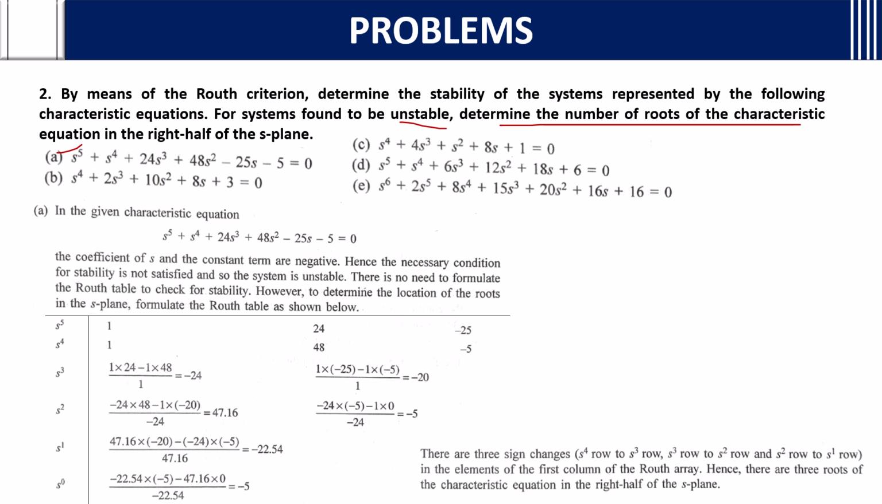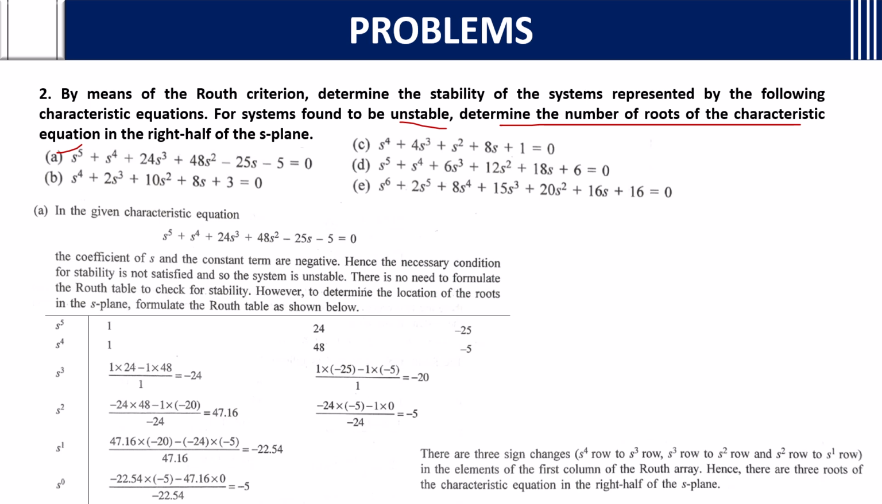We know that there will be sign changes. Because of the minus, the first column will not be all positive. But still we need to write the Routh table. For what? To determine the location of the roots on the right half of the s-plane. How will we do that?